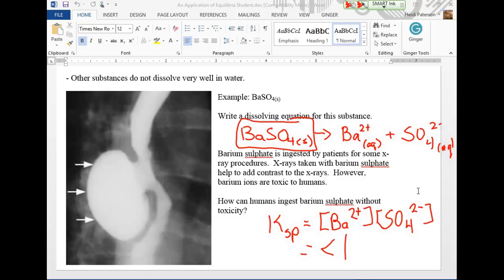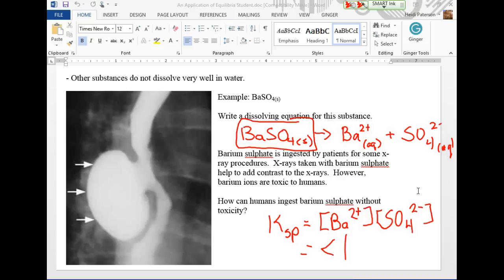Does it dissolve in water? Yeah. But what does it tell you? It says this does not dissolve in water. The Ksp value is very low.